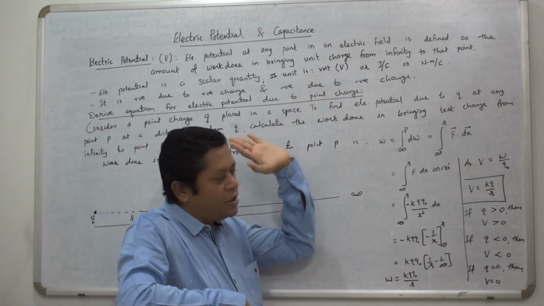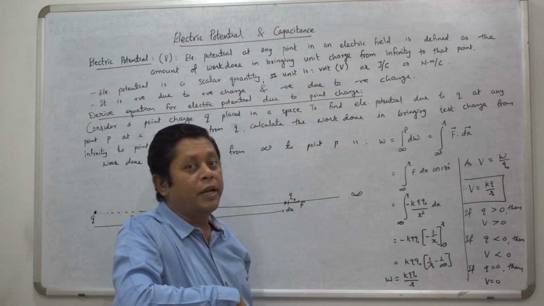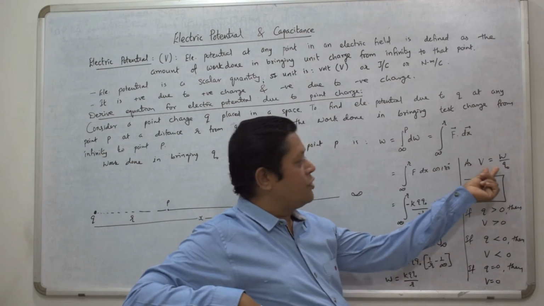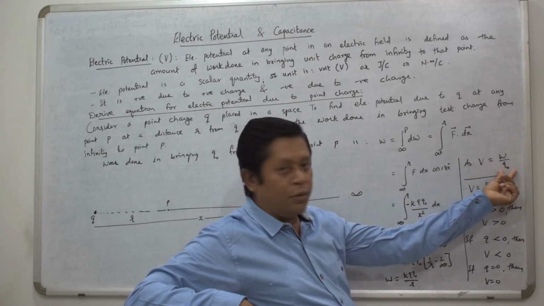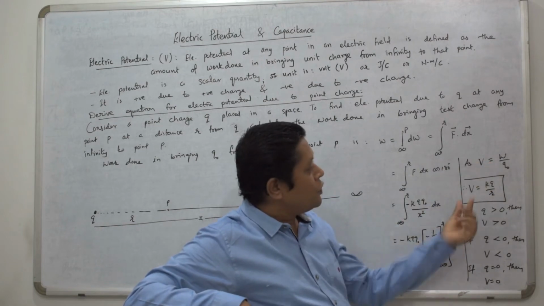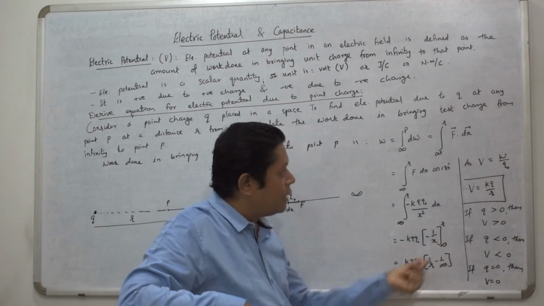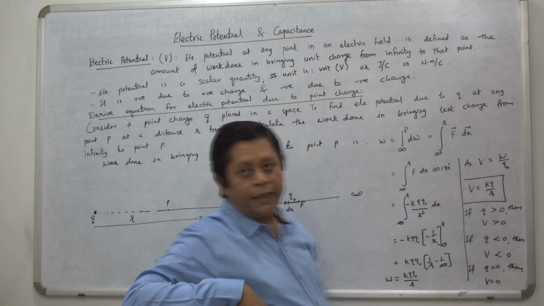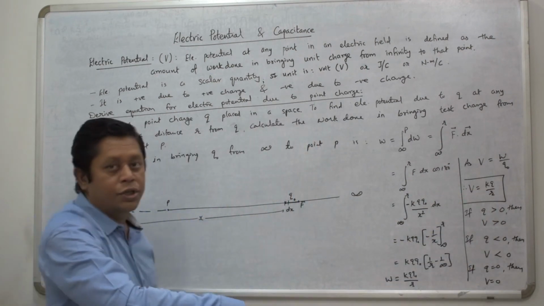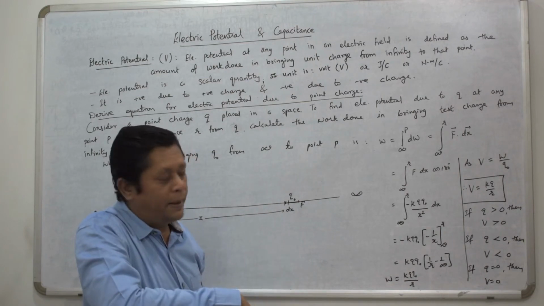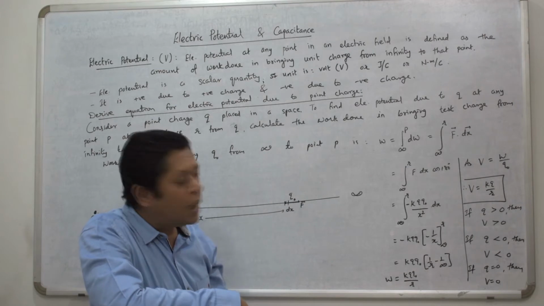As electric potential is defined as the work done in bringing unit charge, we divide this work done by the charge Q0 which is moved. W by Q0 will give the electric potential at point P due to charge Q. If you divide by Q0, what is left is kQ by r. So electric potential due to a point charge is directly proportional to the magnitude of charge and inversely proportional to the distance. V is equal to kQ by r.